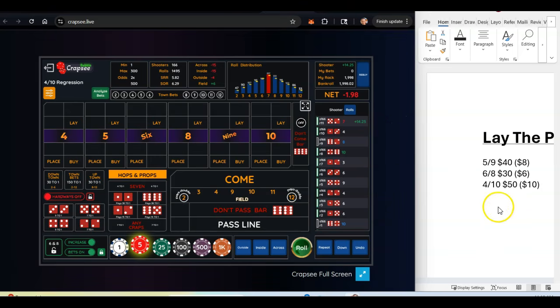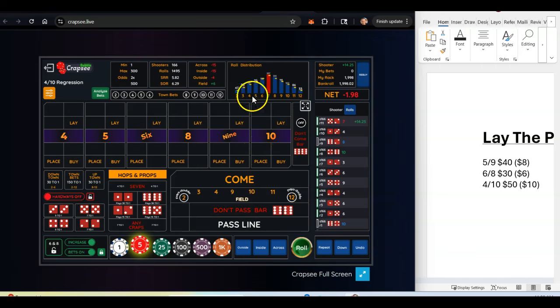So just to go through it, if you're going to play this, this is the level that I decided to play it at today. And we're only using the 5-9 and the 4-10 in this system. We're not using the 6-8 here. Okay? So we're only looking for the outside numbers.